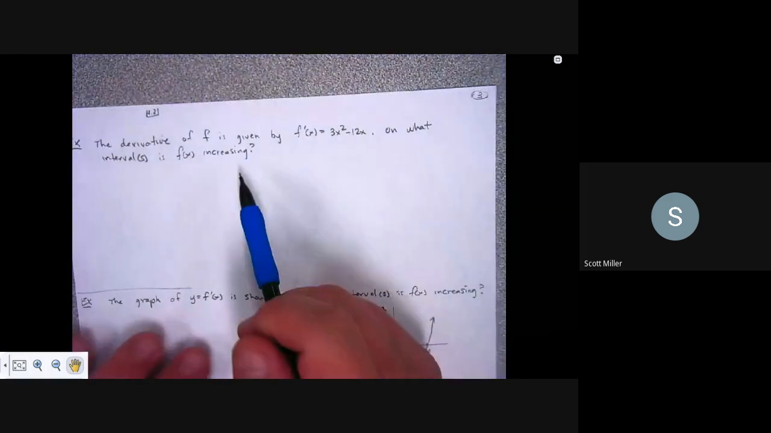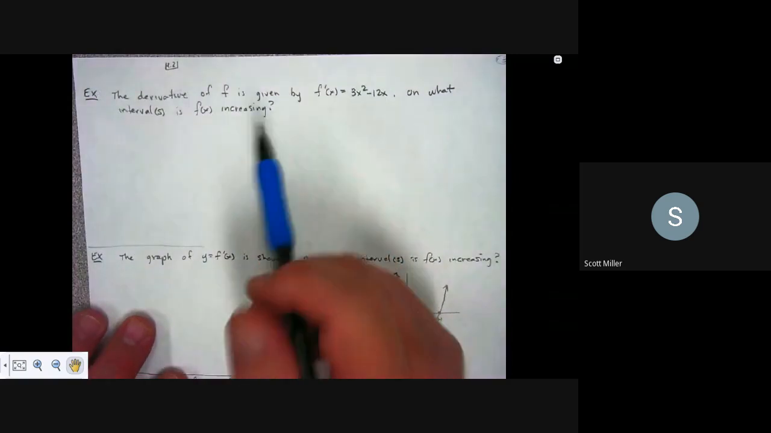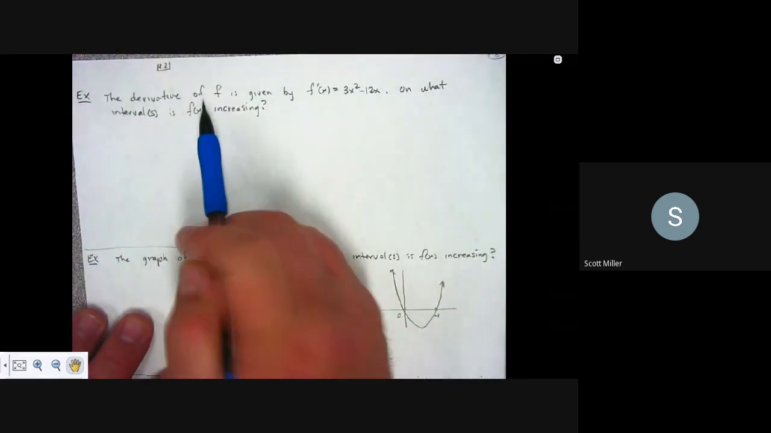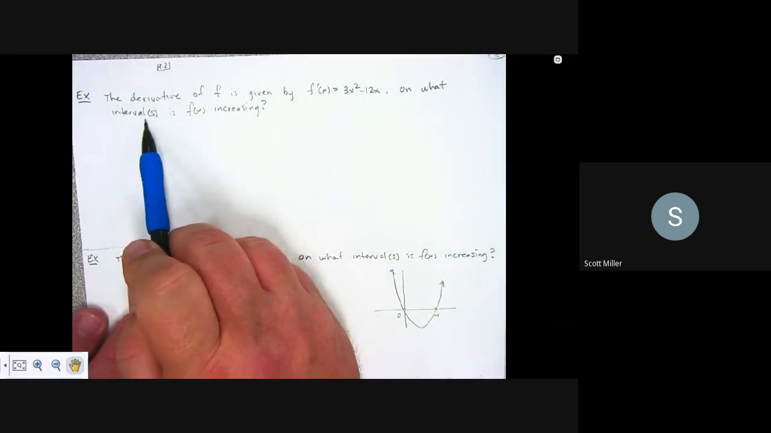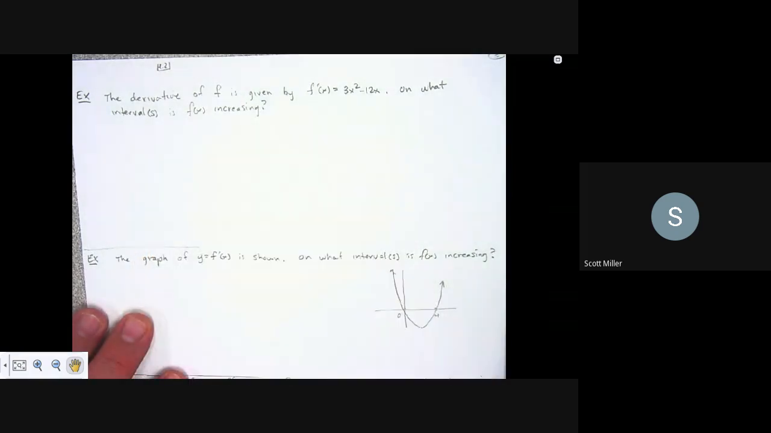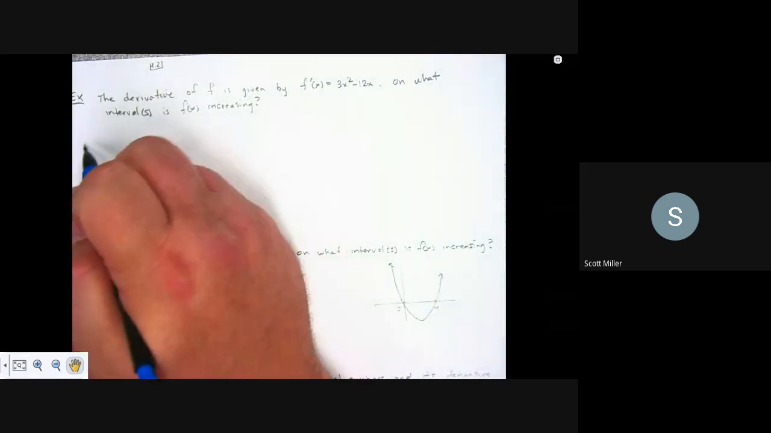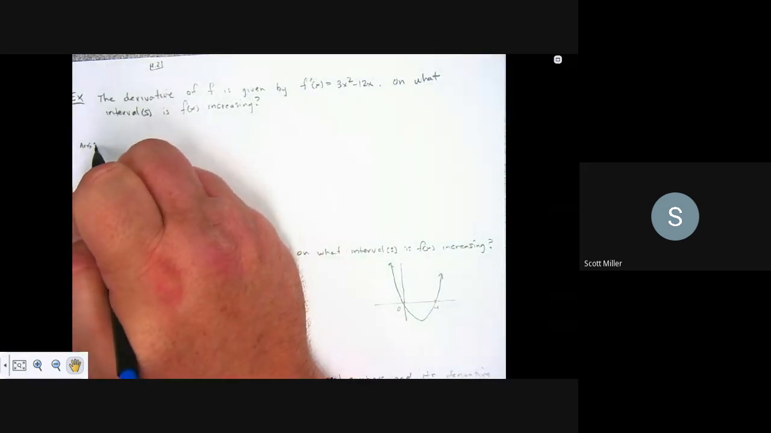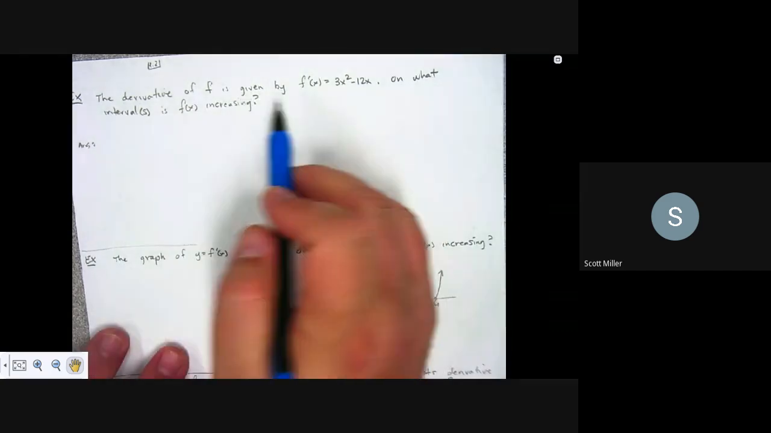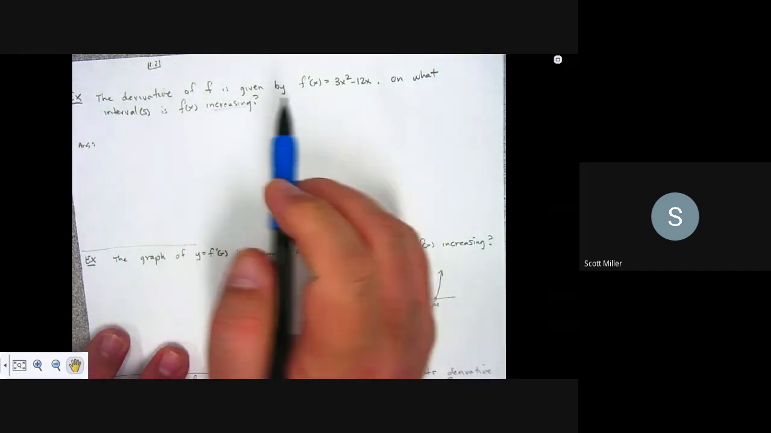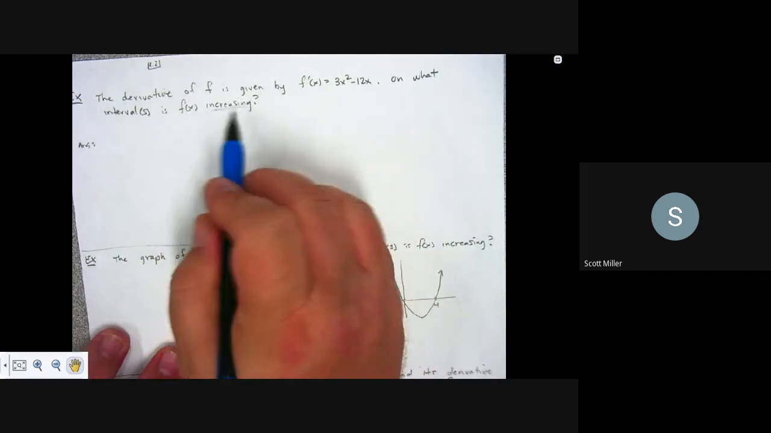And we'll start with this one right here. The derivative of a function f is given by that formula right there. On what interval or intervals is f of x increasing? Okay, so what do I need to know? It's important to know what we're talking about. I'm talking about increasing. So what do I need to know to show that f is increasing?